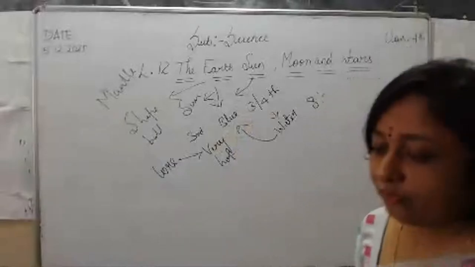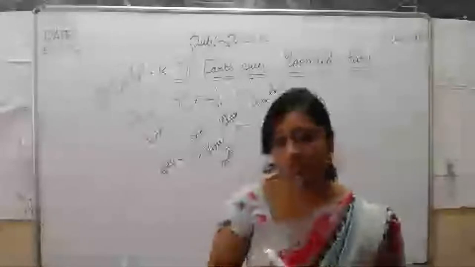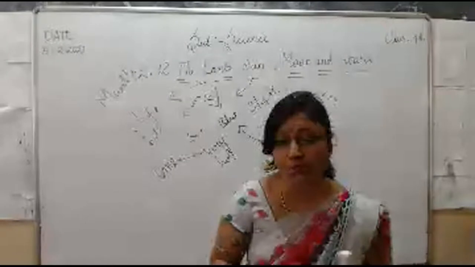Deep below the crust, there are melted mantle rocks. Melted mantle rock is called magma. Sometimes this magma is forced upward.